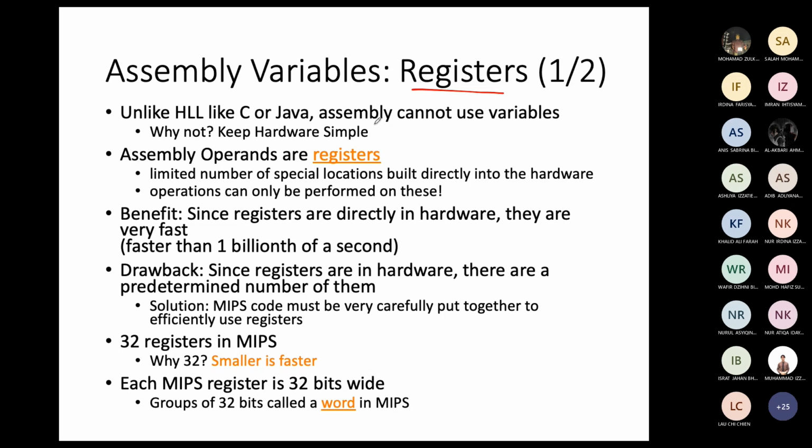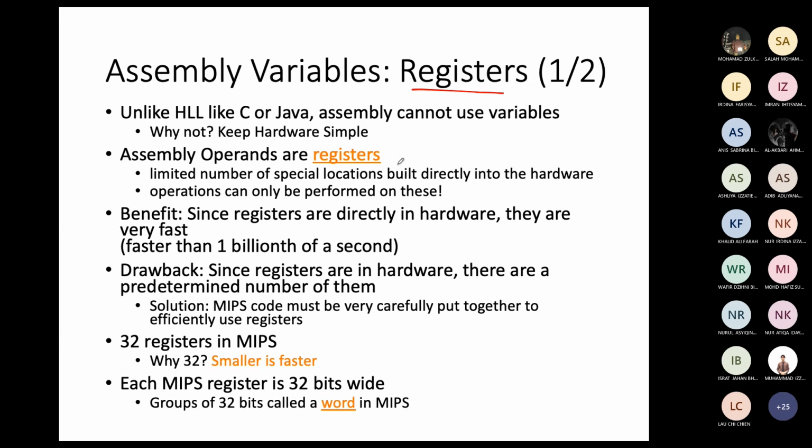Why not? Remember the rules when we create a variable? There is a wide range of variables that we can create, because names can start from characters, and they are case sensitive. We can have capital A and small a, so we have a lot of varieties. But assembly cannot use that because it's limited. They want to keep it simple and make it fast, so the assembly cannot use variables. Assembly operands are registers.